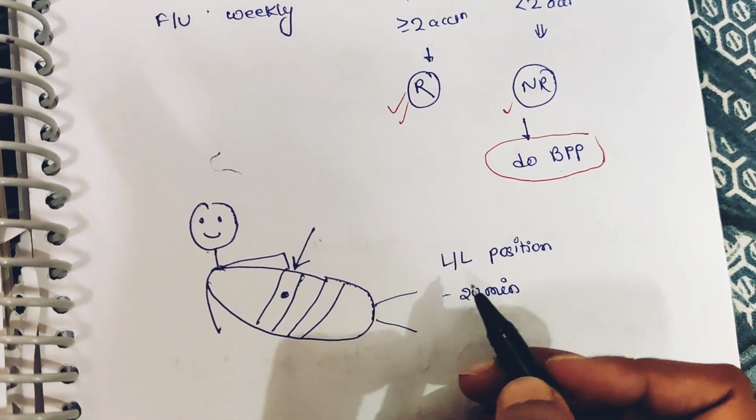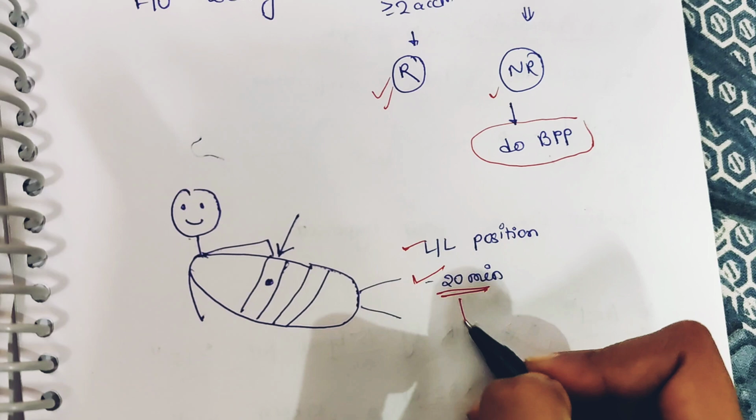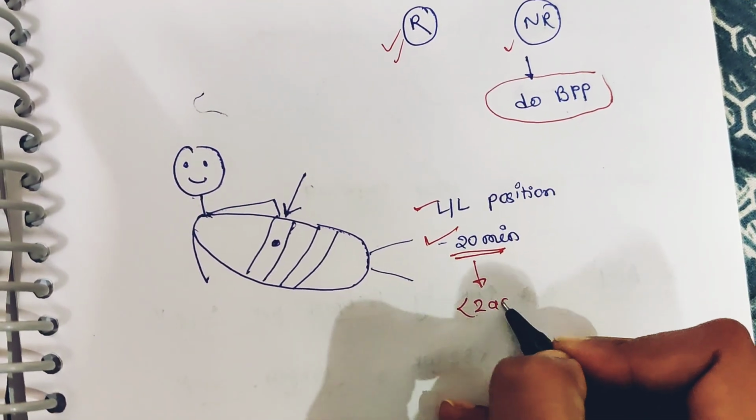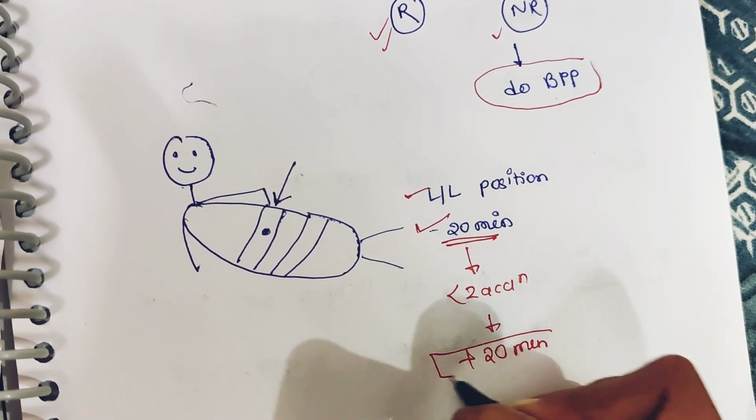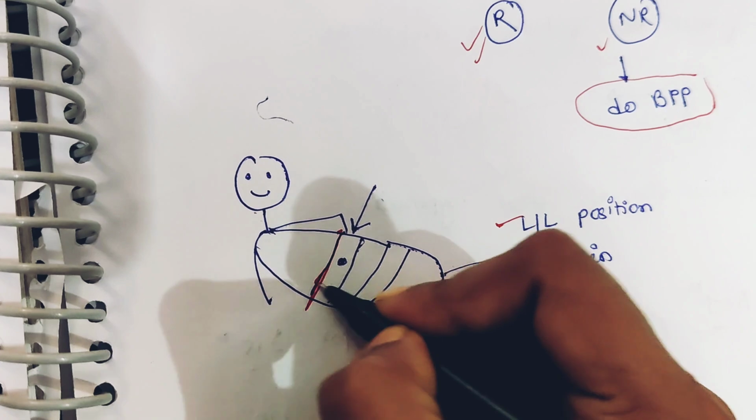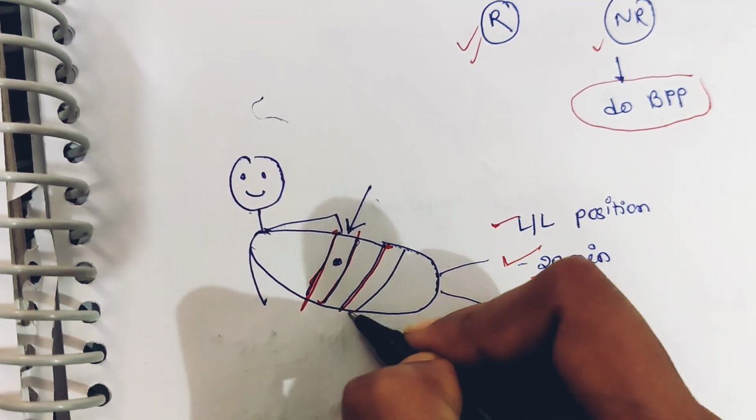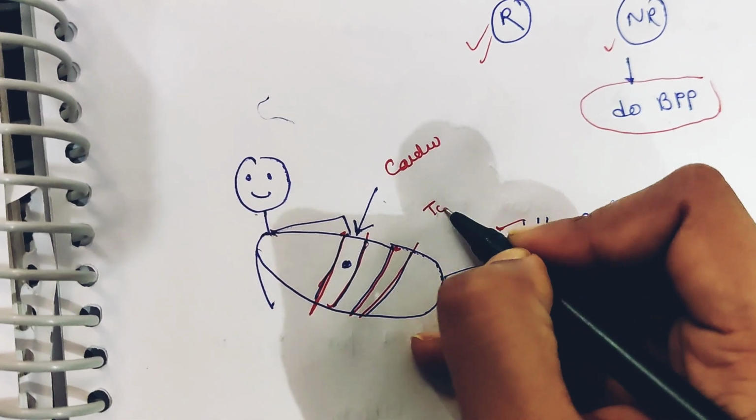NST is done by putting the patient in left lateral position, and we will observe for 20 minutes. And if there are 2 accelerations in 20 minutes, we will observe for 20 more minutes. So this is the CTG machine, cardiotocography machine. It has 2 bands, one for cardio and one for toco.